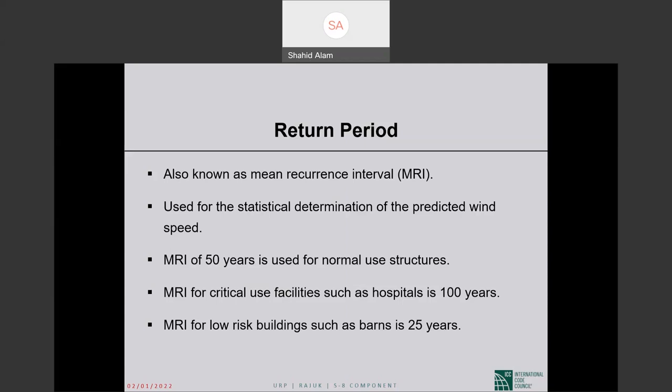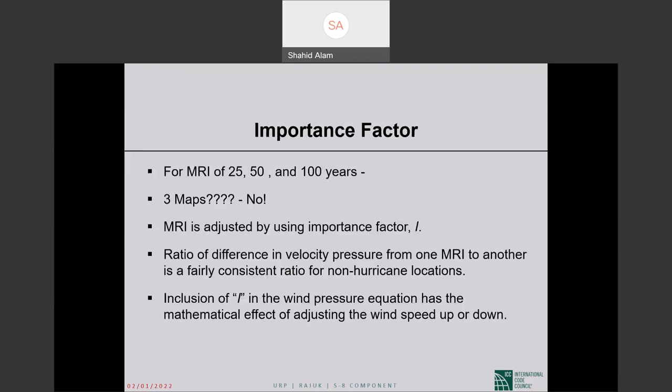Unimportant buildings like farm sheds where no life safety is at stake are allowed by ASC 7 to be designed for a 25-year return period. Okay? So normal buildings, standard use buildings, 50-year return period, important buildings, 100-year return period, unimportant buildings, 25-year return period. Does that require 3 sets of maps? 50-year return period map, 25-year return period map, 100-year return period map.